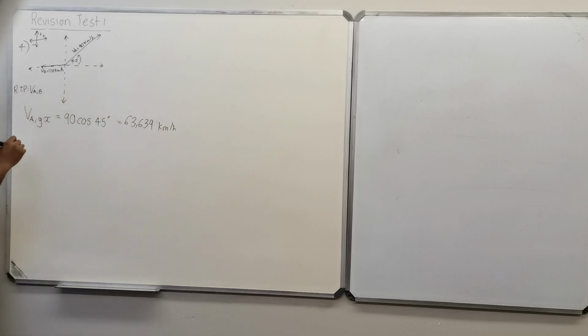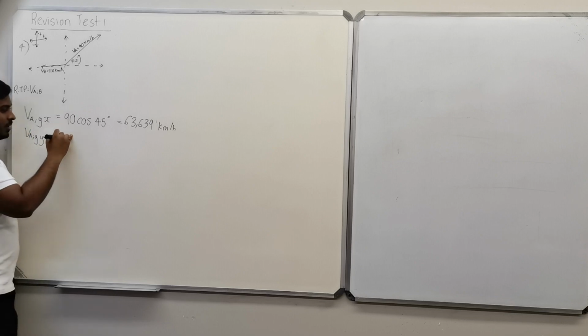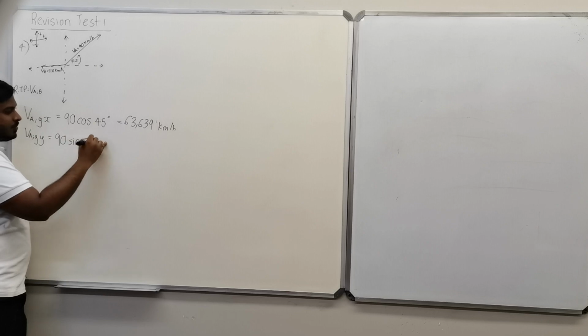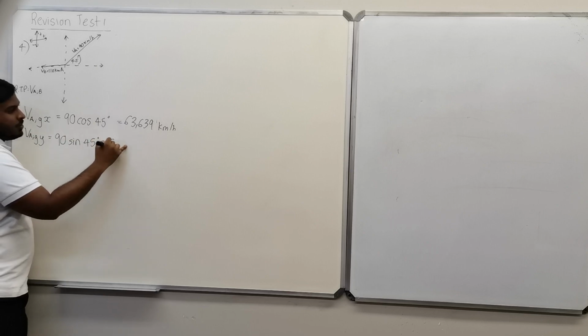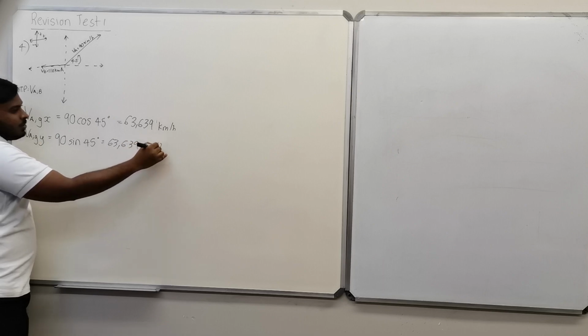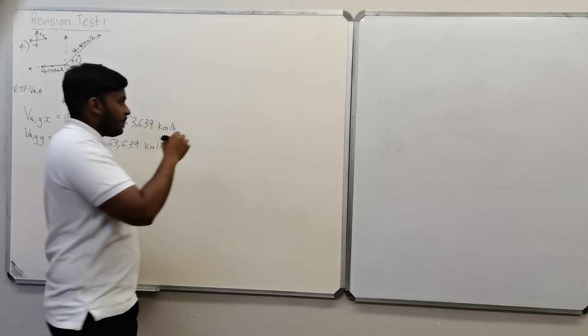Zama, what do we do after that? Velocity of A relative to the ground along the y-axis. How do you get that? 90 sine 45, equal to 63.639 kilometers per hour.